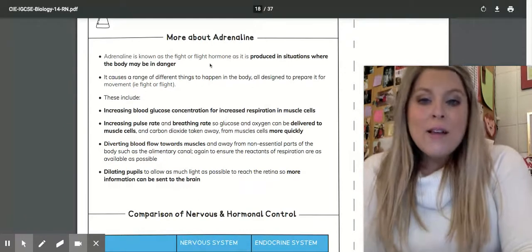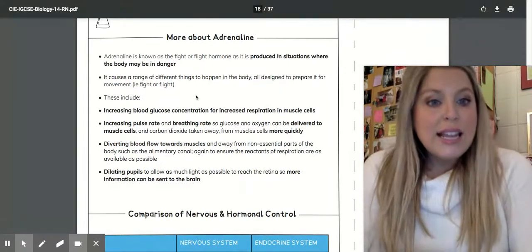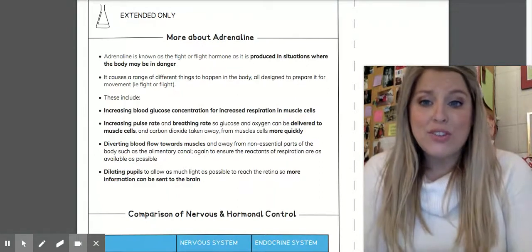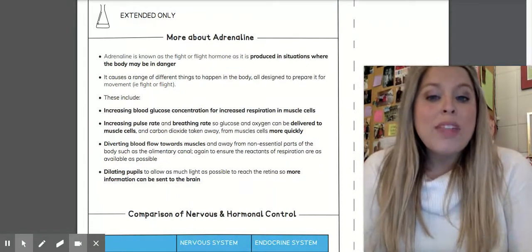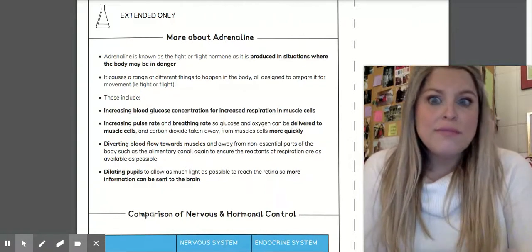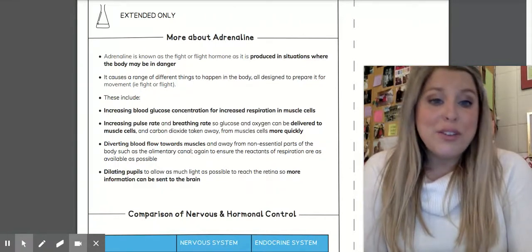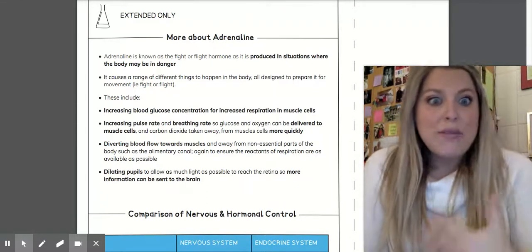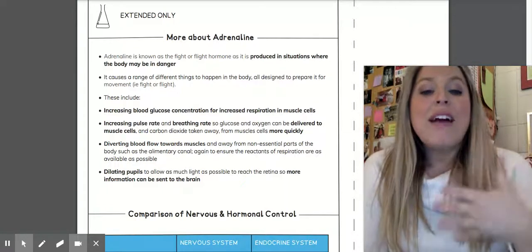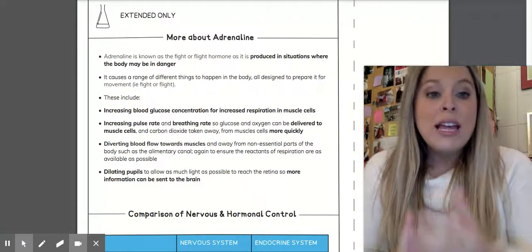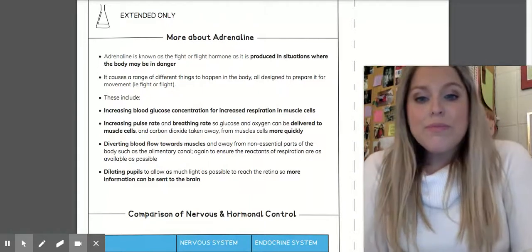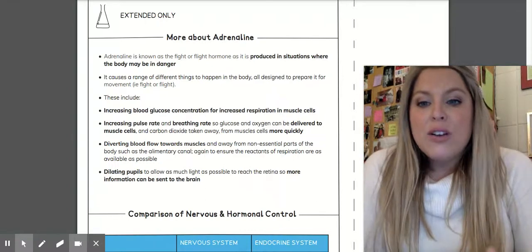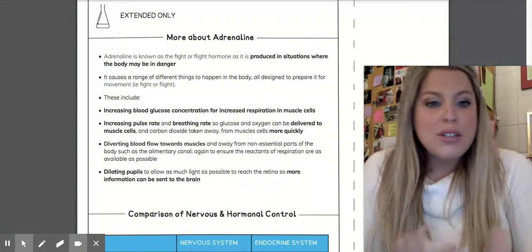Another quick note about adrenaline, like I mentioned earlier, it is produced in situations where the body may be in danger. So the reason why it would be really helpful for us to increase the respiration rate is so we can increase blood glucose in our muscle cells if we need to act quickly. It helps to increase pulse rate, which helps increase breathing rate so we can have more oxygen and glucose delivered to all the muscle cells in our body, to have some sort of quick response if needed. It also can help with diverting blood flow towards certain muscles.